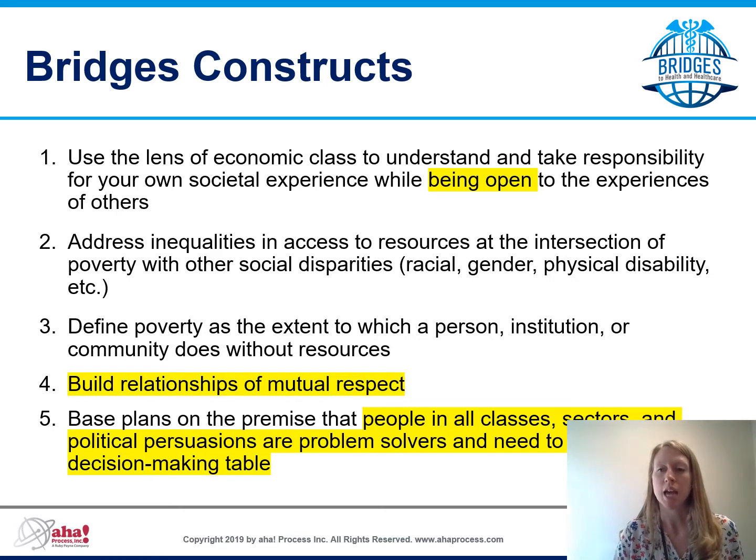We can use these 10 Bridges constructs to test a program or initiative to see if it truly meets the intentions of the Bridges lens. Be open to the experiences and environments of people who aren't like you. When you build relationships of mutual respect with your patients, do you find those relationships to be particularly fruitful in terms of the patient's health outcomes and possibly your own professional satisfaction?